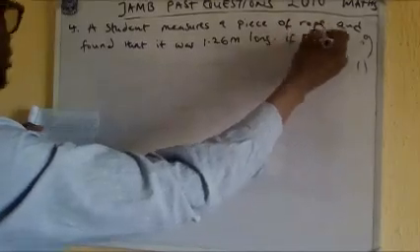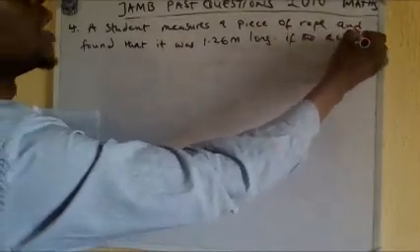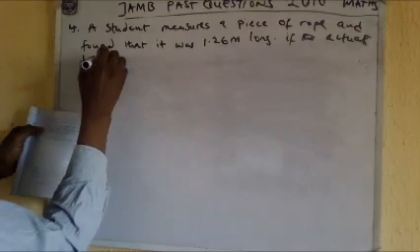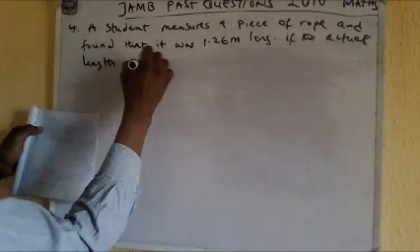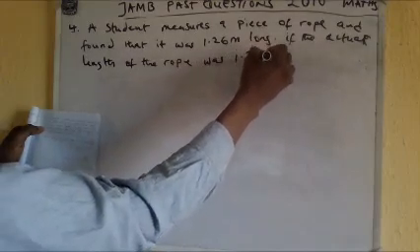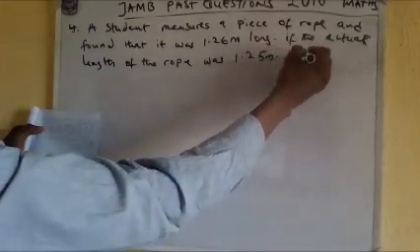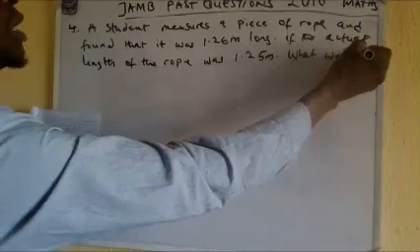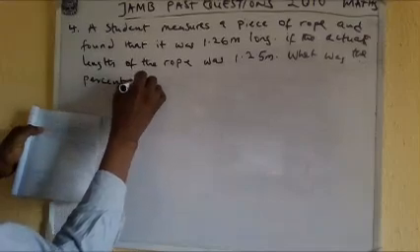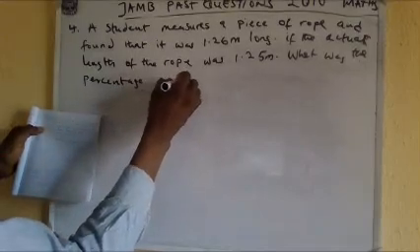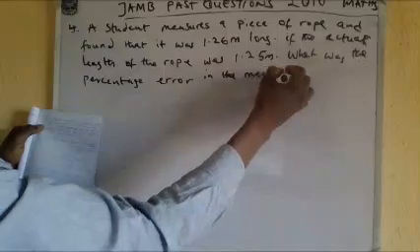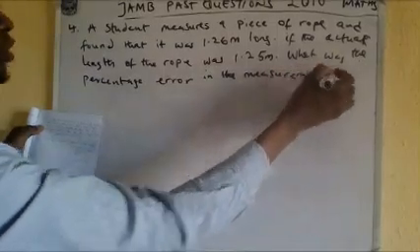If the actual length of the rope was 1.25 meters, then what was the percentage error in the measurement? What was the percentage error in the measurement?